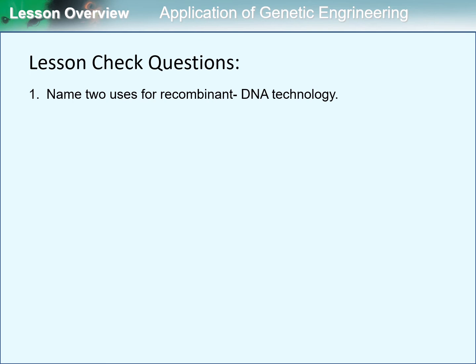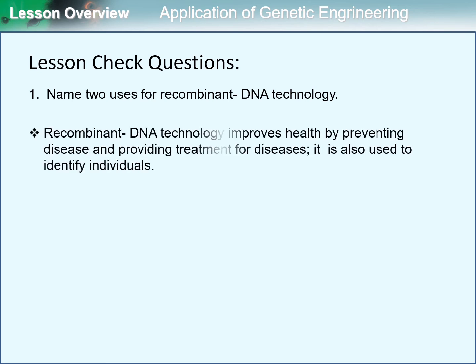Now here's the answer. Recombinant DNA technology improves health by preventing disease and providing treatment for diseases. It is also used to identify individuals. Moreover, it is also helpful in agriculture and industry.